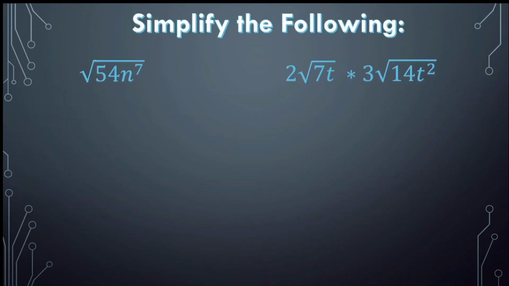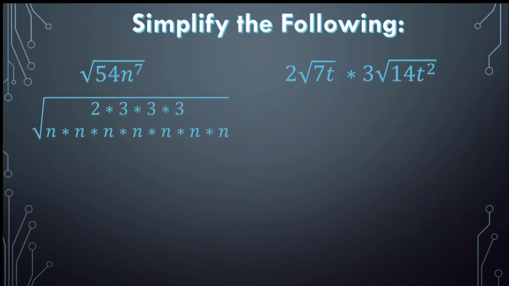Okay, I'm going to do these two with you. So 54. If I broke 54 down, that is 2 times 3 times 3 times 3. There are 7 n's. Look what I did. If you don't want to have a long line, you can stack things. That's okay. Now this is a square root, meaning I need partners. So I only see a partner pair there, but here I've got 3 partner pairs of n's.